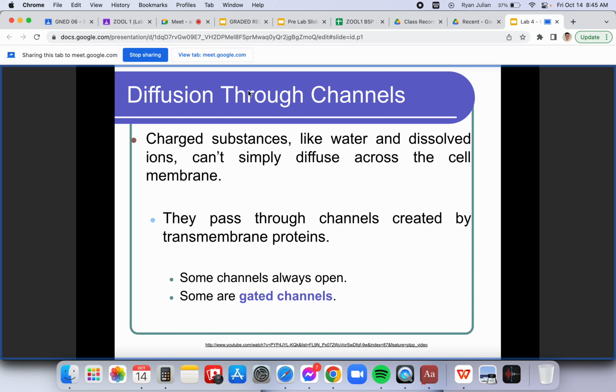Now let's talk about diffusion through various channels. Charged substances, or the substances that have been expelled out of the cell, like water and dissolved ions, cannot simply diffuse across the cell membrane. And that is because of the fact that they have been eliminated or gotten rid of. They can pass through channels created by transmembrane proteins, wherein some channels are open and some are gated channels. When we say gated channels, there is a barrier that hinders the entrance of molecules to the inside of the cell that I'll be talking about in these slides.